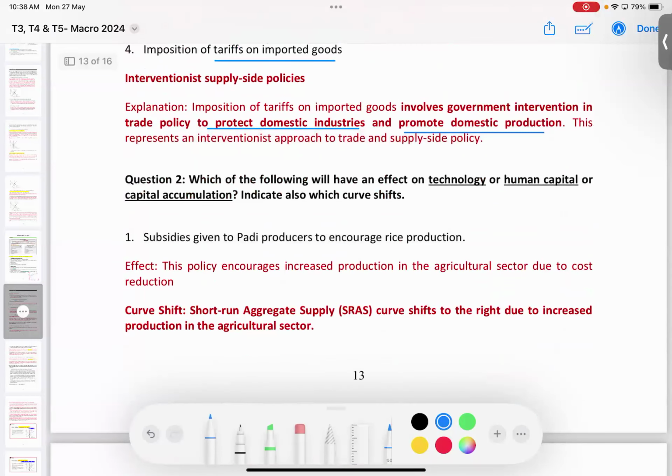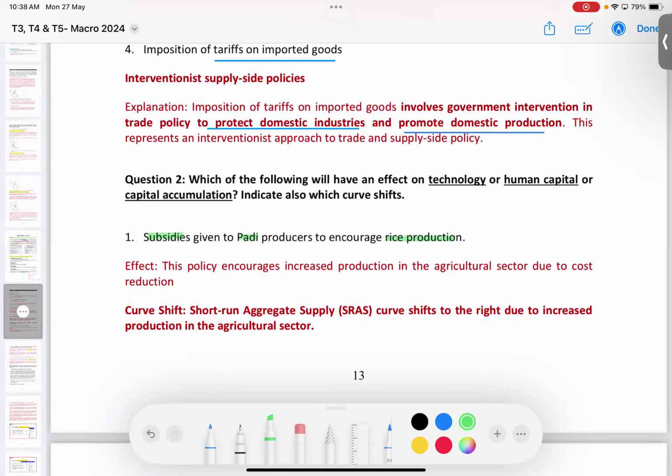Now, question number 2, which of the following will have an effect on technology, human capital, or capital accumulation? Capital accumulation means the accumulation of machineries, equipment, and technology. Also indicate which curve will shift. First, question 1, subsidy. Now this is tricky. The first one is a subsidy given to the paddy producers to encourage more rice production.